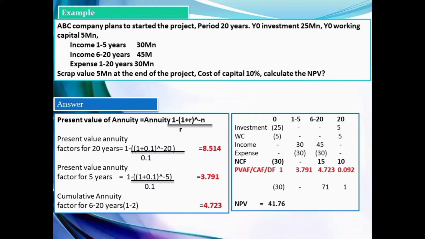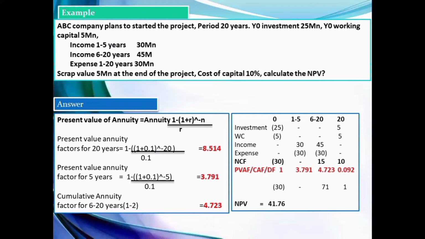First, how to calculate present value annuity factors for 20 years. Calculate by this: 1 minus (1 plus 0.1) power of minus 20, divided by 0.1. Then the answer became 8.54. Second one is the present value factor for 5 years. That is calculated by 1 minus (1 plus 0.1) power of minus 5, divided by 0.1. The answer became 3.791.